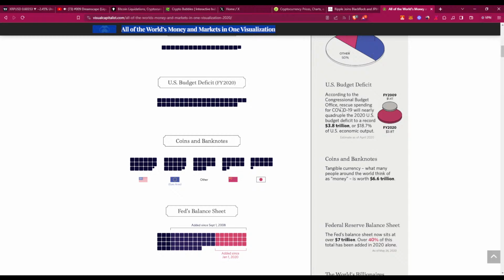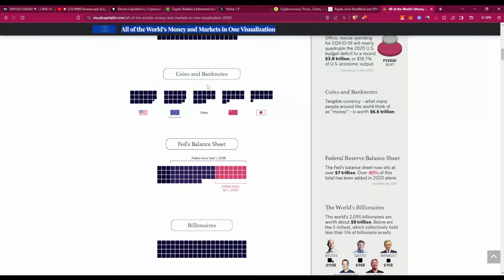Then US budget deficit, you see the trillions in deficit. According to the Congressional Budget Office, rescue spending was only for the COVID-19, okay? Then you have coins and banknotes from USA, Europe, others, China and Japan. Then 6.6 trillion, which is how big the foreign exchange markets are. There are 6.6 trillion in volume per day, okay? Fed balance sheet, 7 trillion.